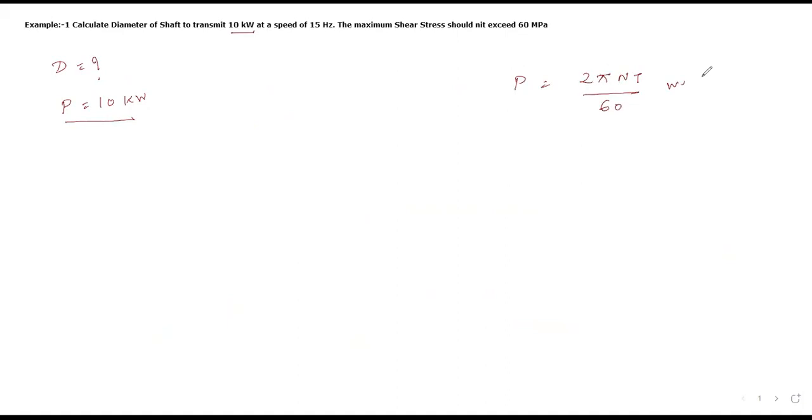Okay, so now again, speed is 15 hertz. This 15 hertz is nothing but your revolutions per second. And hertz is nothing but your cycles. Okay? So N equals 15 hertz. Wherever the unit is hertz, that is nothing but your N value. Is it clear or not? But what is the unit of hertz? That is cycles per second. Okay, 1 hertz equals 1 cycle per second.